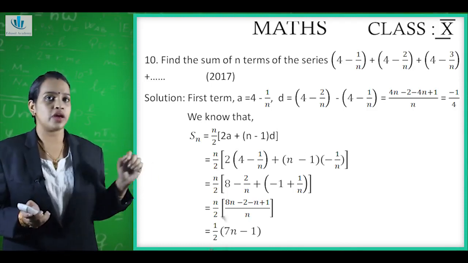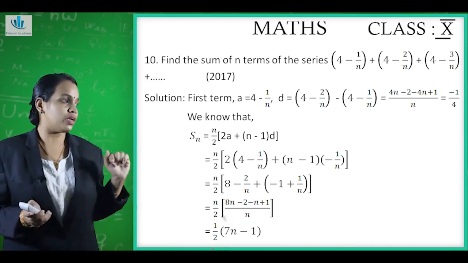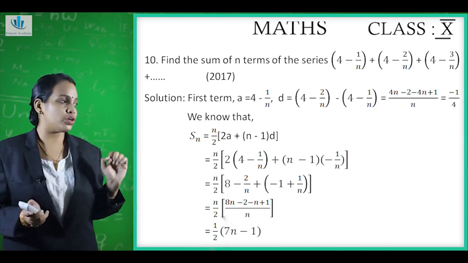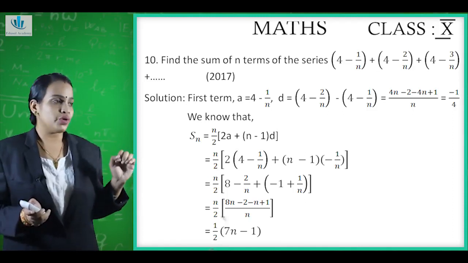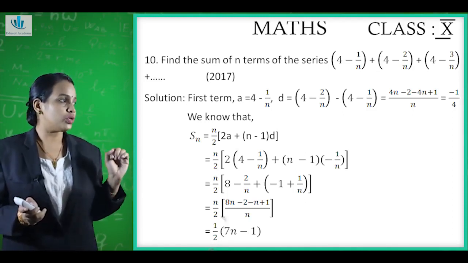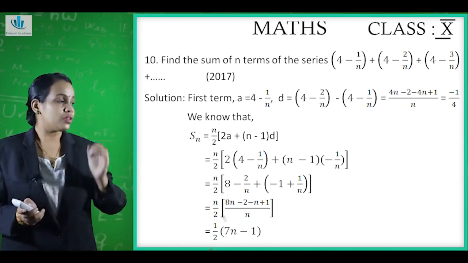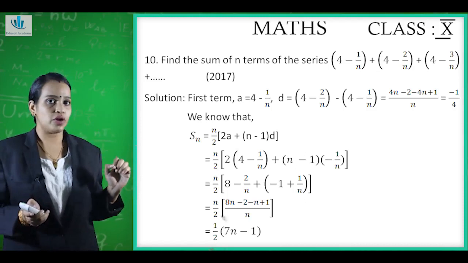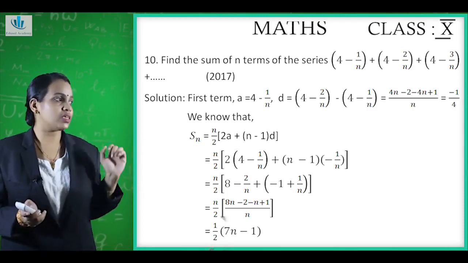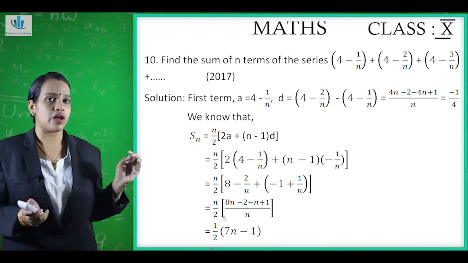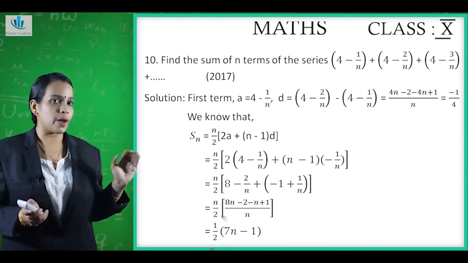Now, we will put the formula, as we have to find the sum of total n terms. So, the formula is S_n is equal to n upon 2 into (2a plus (n minus 1) into d). The value of a is 4 minus 1 upon n, and the value of d is minus 1 upon n.